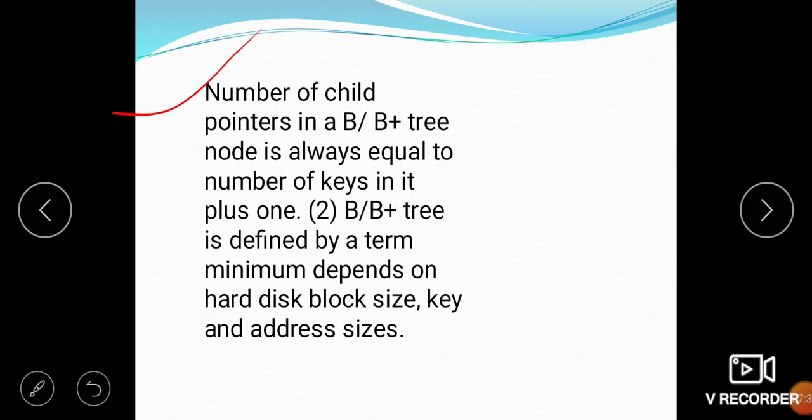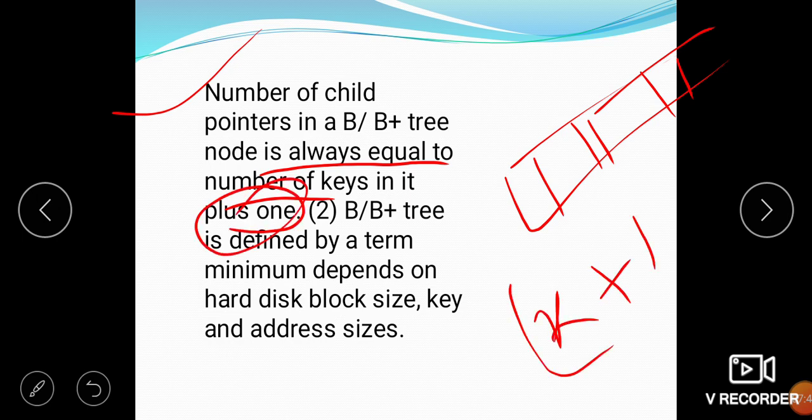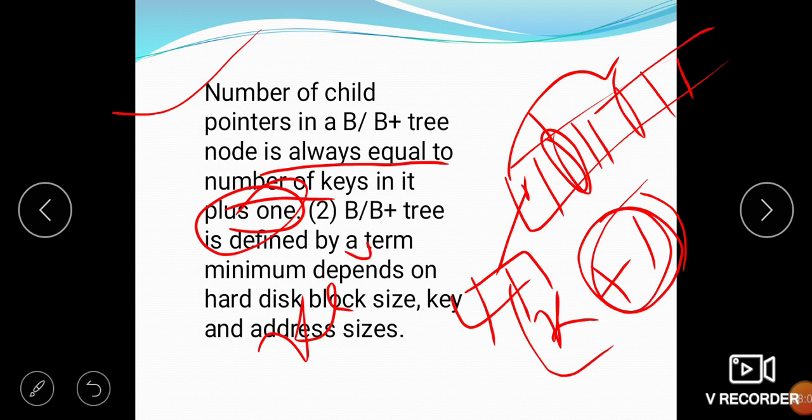Now in a B plus tree, the number of children of a node is equal to the number of keys plus 1. Always remember this thing: keys are fewer, plus 1, an extra value is added. You can count that the number of keys is always one less than the number of children. Now B and B plus trees determine the minimum order depending on hard disk, block size and address size. These are also true statements, both are true.